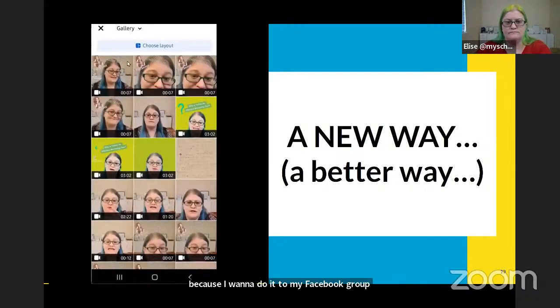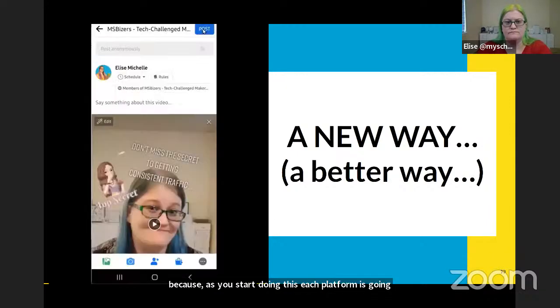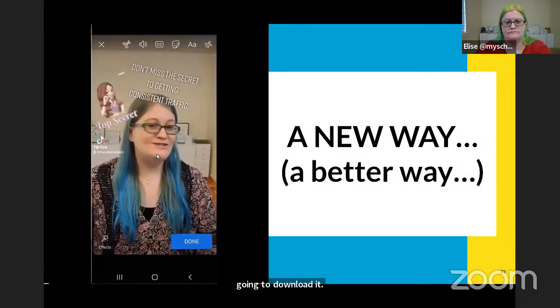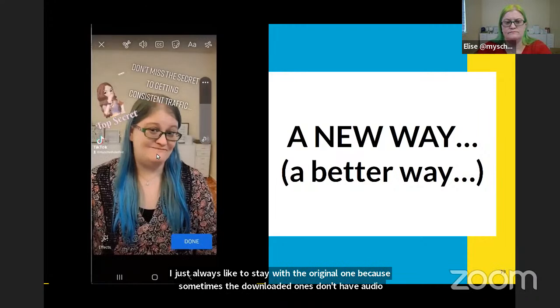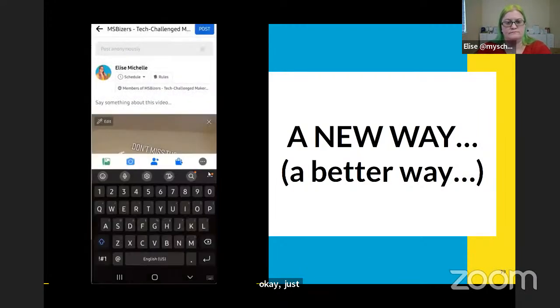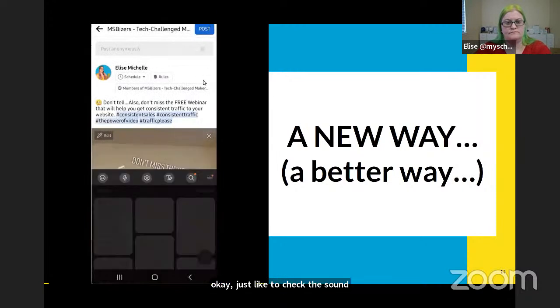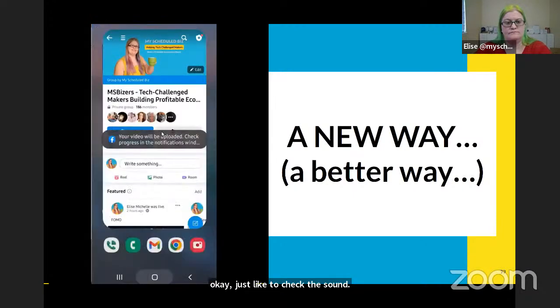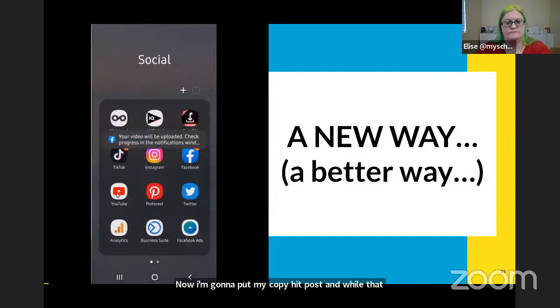And now do you see how there's multiples of them? That's because as you start doing this, each platform is going to download it. But I just always like to stay with the original one because sometimes the downloaded ones don't have audio. Okay. I just wanted to check the sound. Now I'm going to put my copy, hit post. And while that one's posting, I'm going to go ahead and go to the next one, which is YouTube.